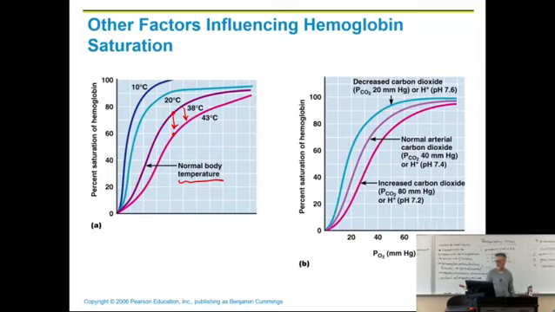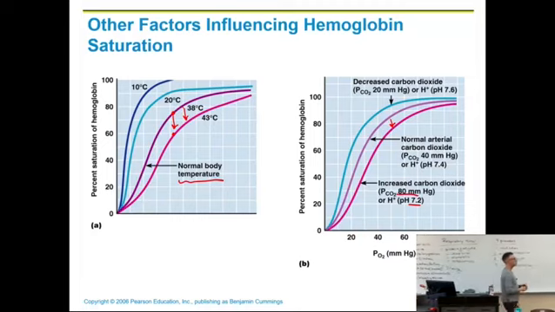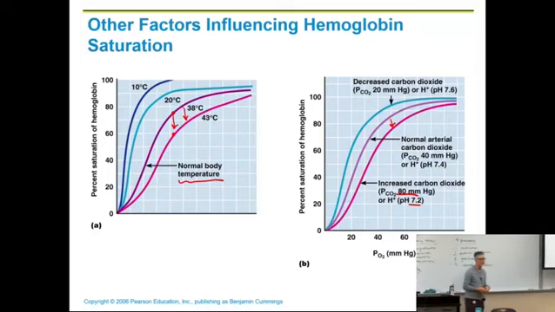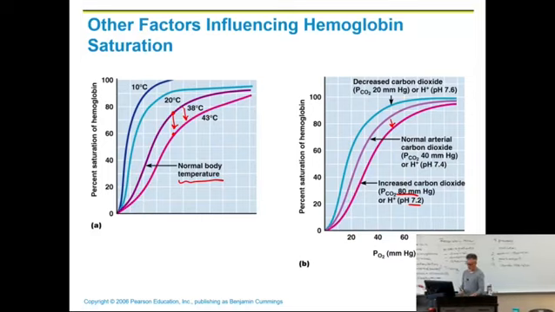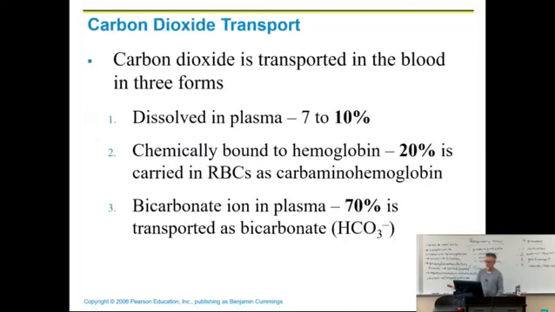On the right, we see partial pressure of carbon dioxide, or pH. And again, we see this drop in the saturation curve if the pH gets lower or if the partial pressure of carbon dioxide goes up, right? So if those factors show that it's an active tissue, then hemoglobin is going to willingly give off that oxygen to that needy tissue.